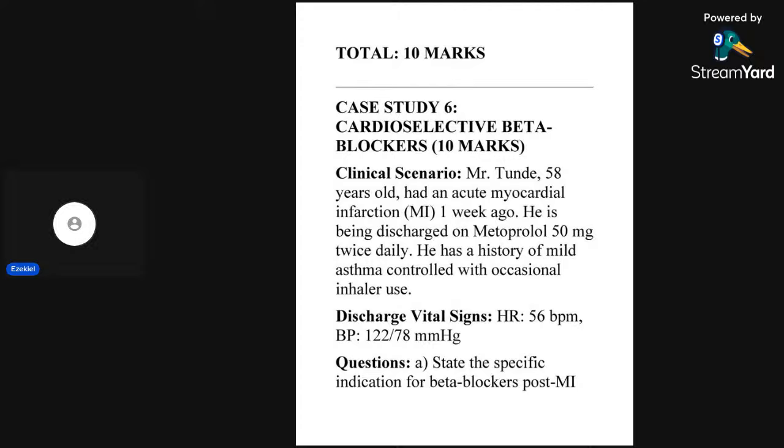I should repeat myself. This is very clear. Beta 1 cells on their own will cause contraction. Beta 2 cells on their own will cause relaxation.